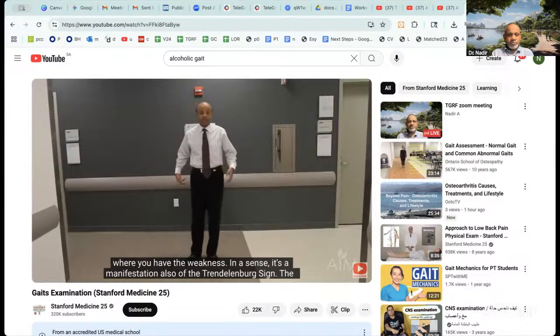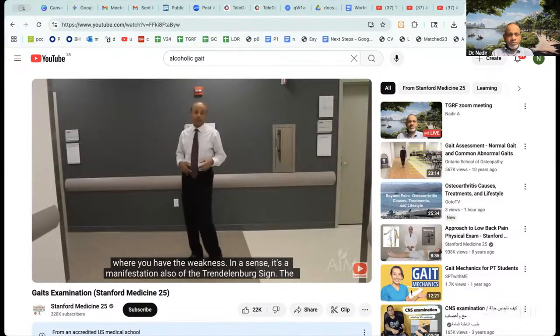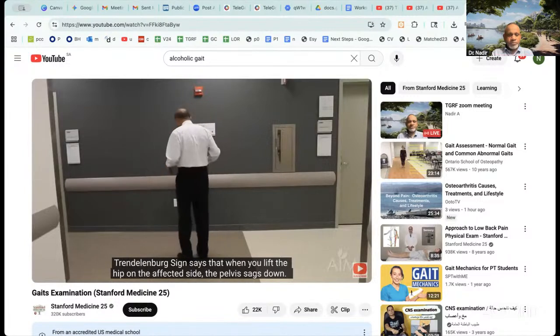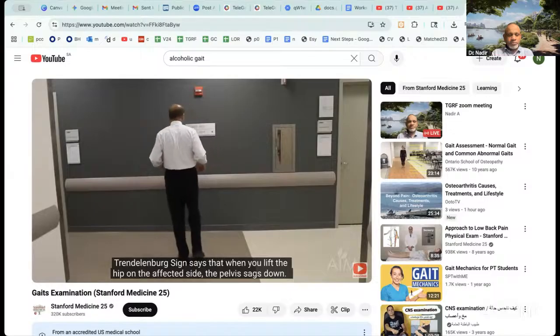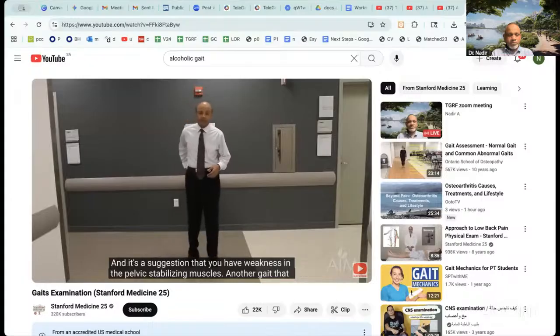In a sense, it's a manifestation also of the Trendelenburg sign. The Trendelenburg sign says that when you lift the hip on the affected side, the pelvis sags down, and it's a suggestion that you have weakness in the pelvic stabilizing muscles.